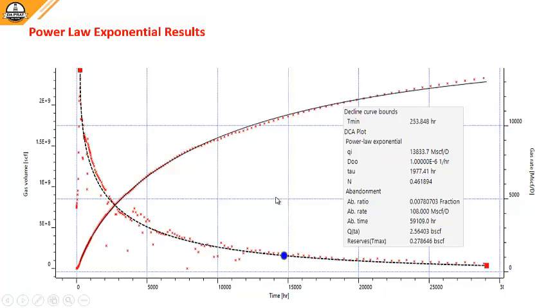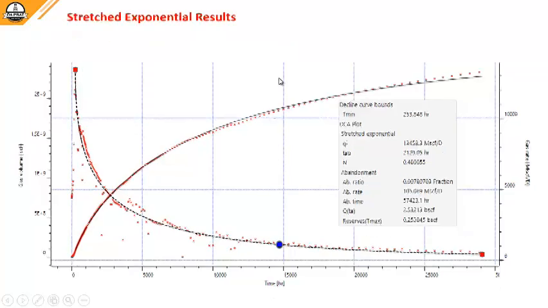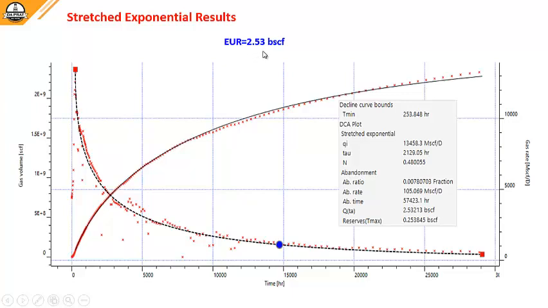So we did this with the different methods, and as you can see here, this is the power law exponential. You may have a fit compared to the previous one. There is not a good fit here, and you got 2.56 billion standard cubic feet. This is the stretched exponential also. You can see a reasonable fit though, but compared to ARPS hyperbolic it is not as good. So here you have the parameters that characterize that method, and here is the value for the EUR.